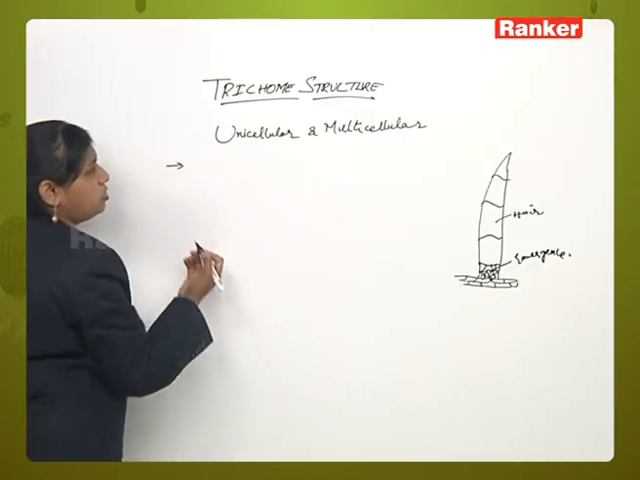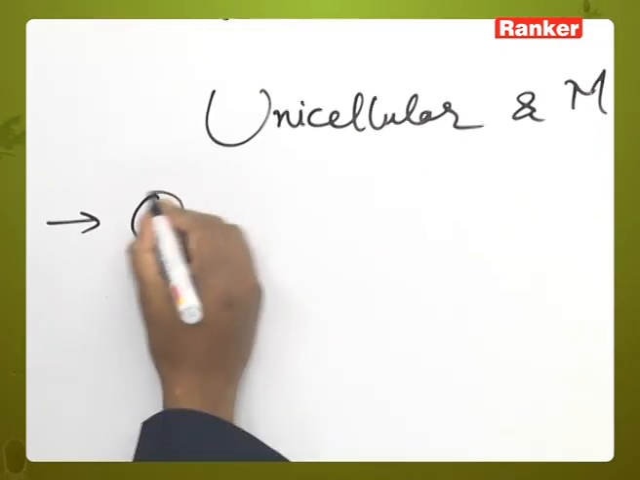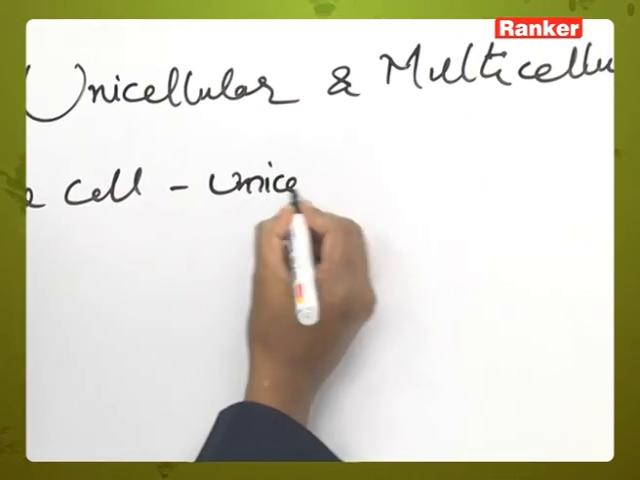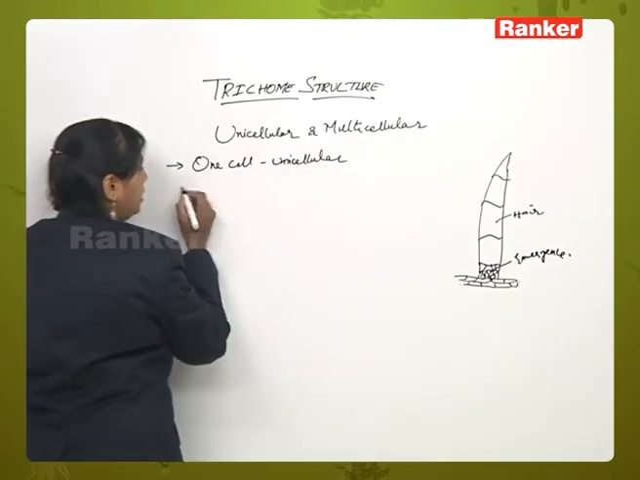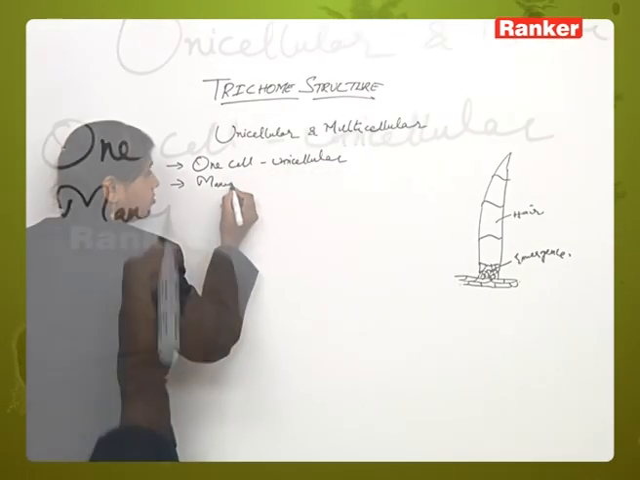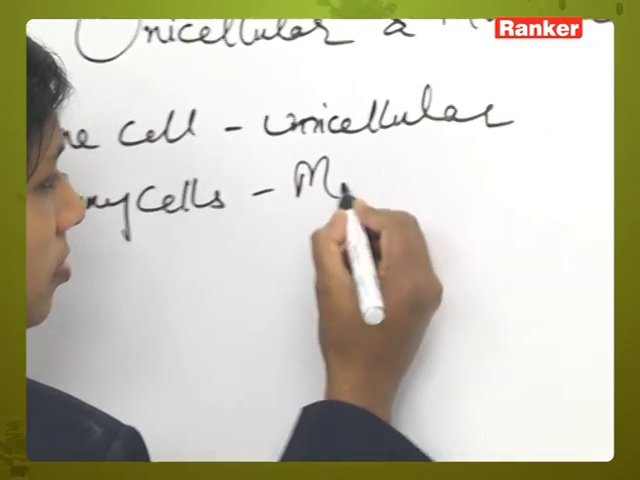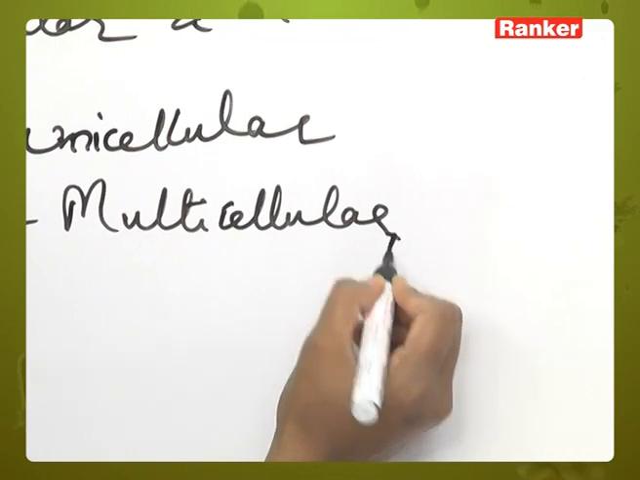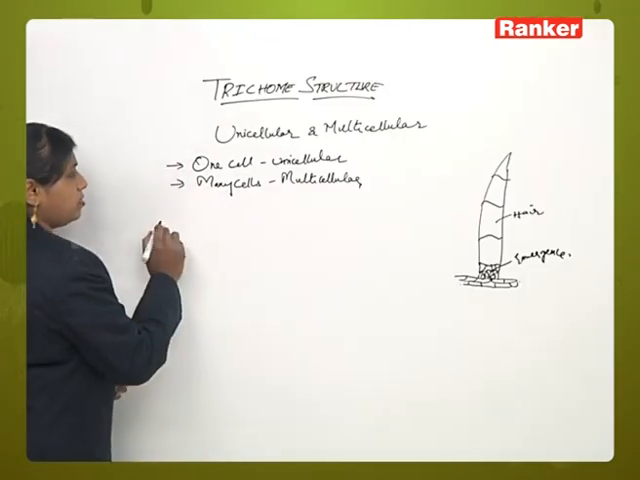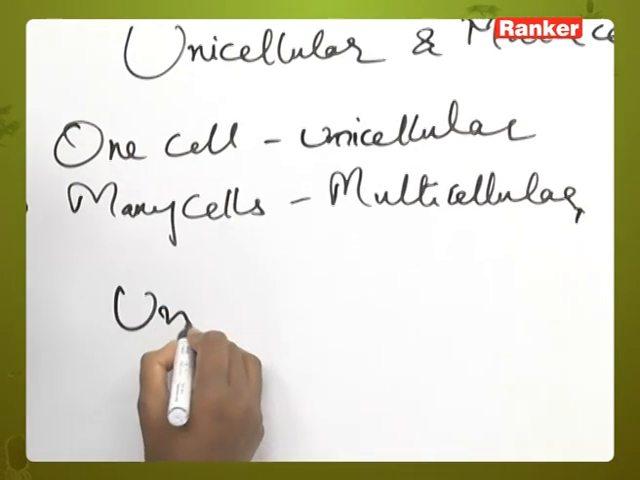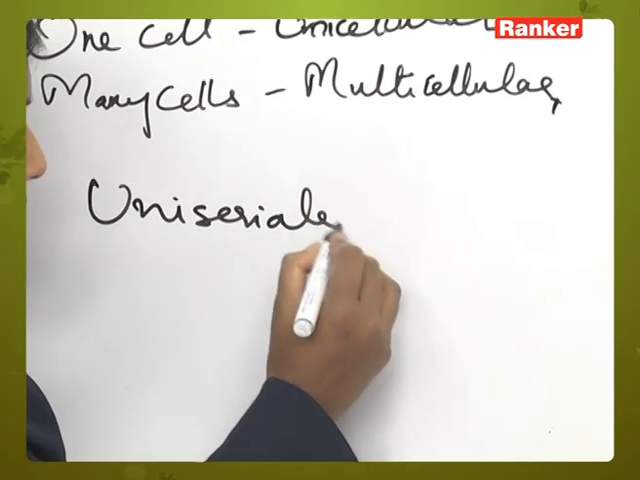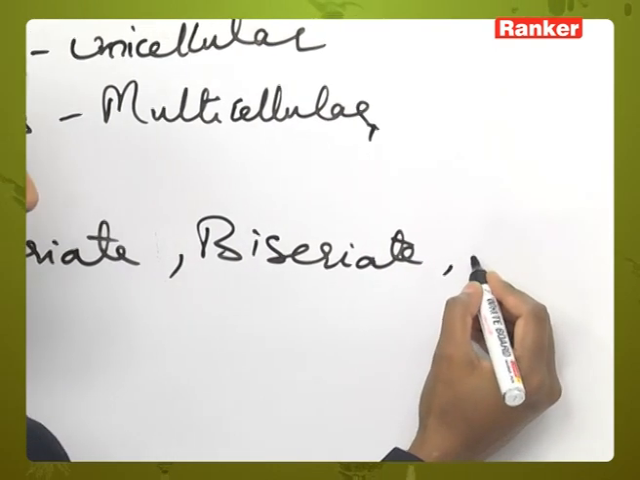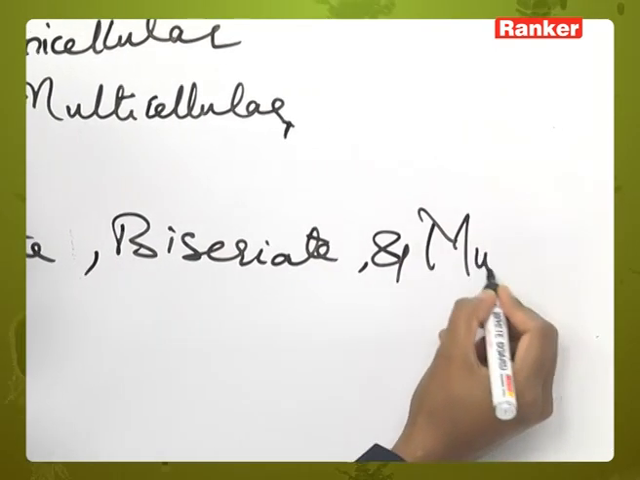What is the difference between unicellular and multicellular? If it is unicellular, it will have only one cell. Multicellular has many cells. And as we said, the trichomes may also be uniseriate, biseriate, or multiseriate.